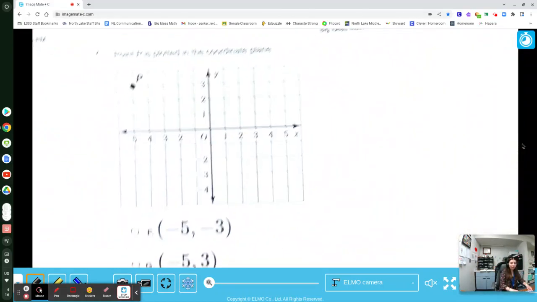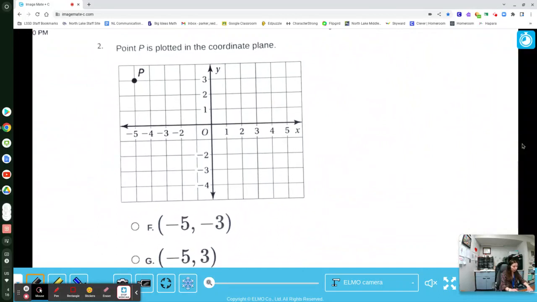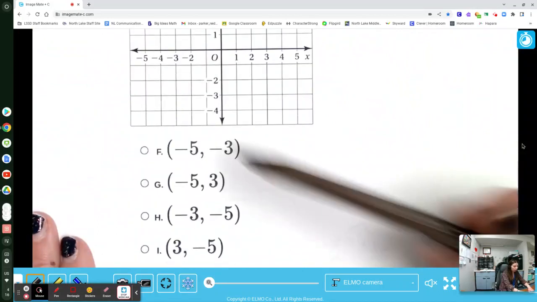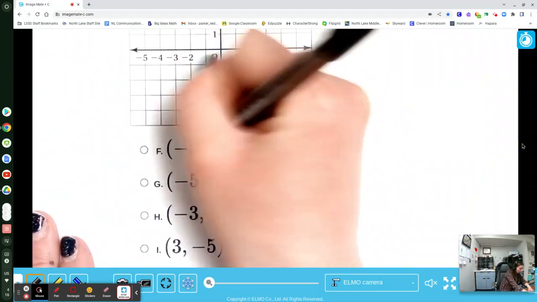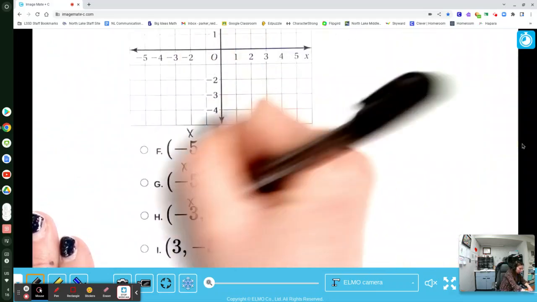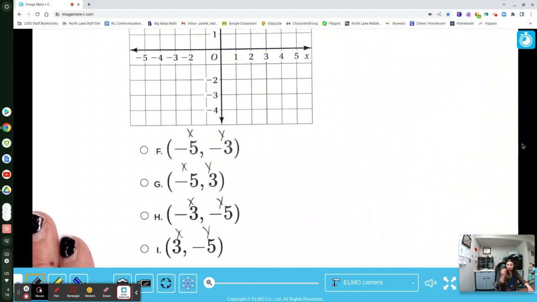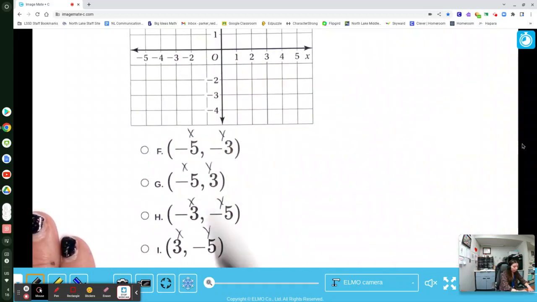Number 2, point P is plotted in the coordinate plane. And we're going to select which of the coordinates matches point P. So first, let's remember that these are x, y. The x number describes the horizontal value, and the y value describes the vertical value.